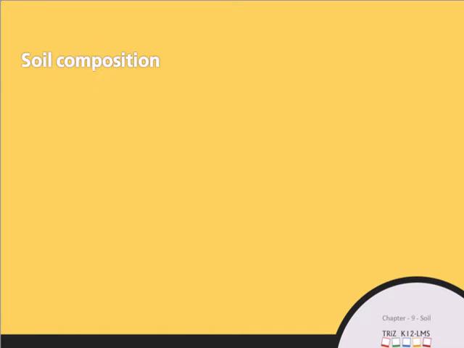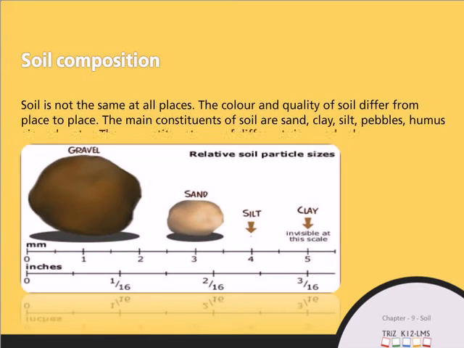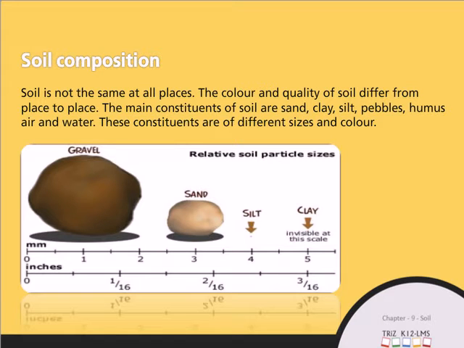Soil composition. Soil is not the same at all places. The color and quality of soil differ from place to place. The main constituents of soil are sand, clay, silt, pebbles, humus, air and water. These constituents are of different sizes and color.